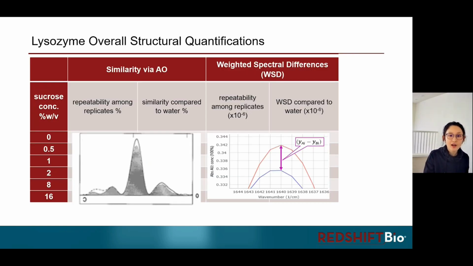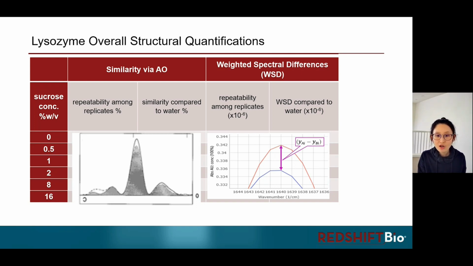So next, we quantified the overall structural changes. And to do so, we have two mathematical weapons. The first one on the left is by area of overlap. And the second one on the right is by WSD, or weighted spectral differences. Let me explain.